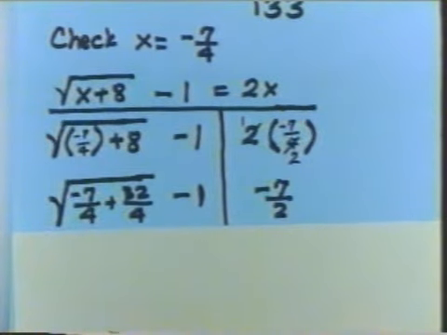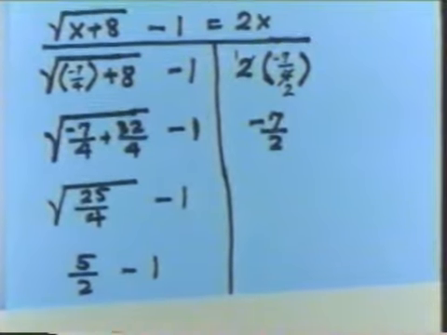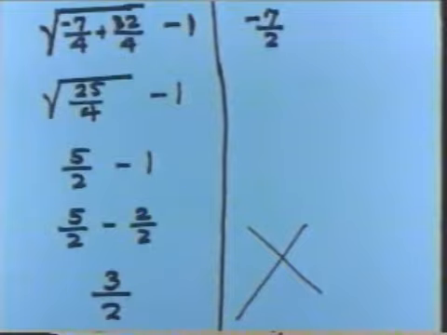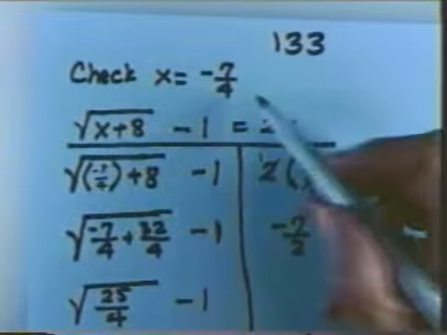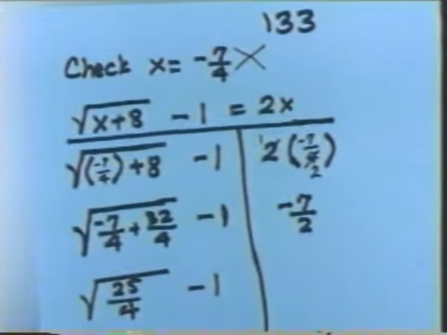Inside the radical, -7 plus 32 is 25, and so we have the square root of 25/4, subtract 1. The square root of 25/4 is 5/2. That gives us 5/2 subtract 1, which is 5/2 subtract 2/2, which is 3/2. So on the left-hand side we have 3/2. On the right-hand side we have negative 7/2. This does not work. That means that the number we were checking, which was negative 7/4, did not work. So that one will be omitted from our list of possible answers.